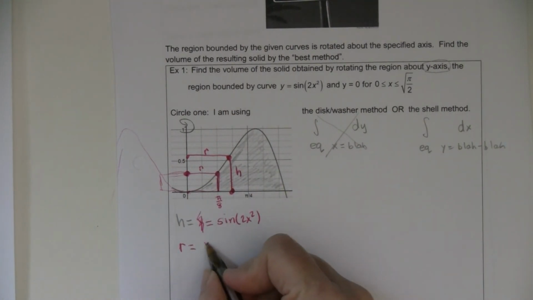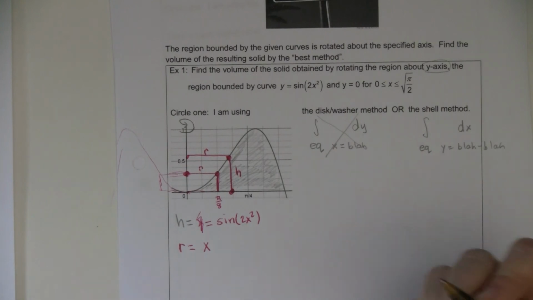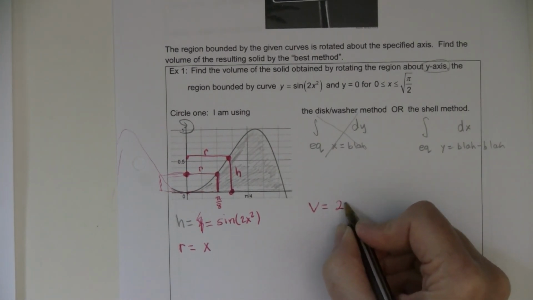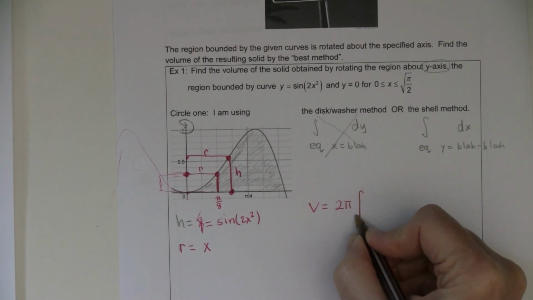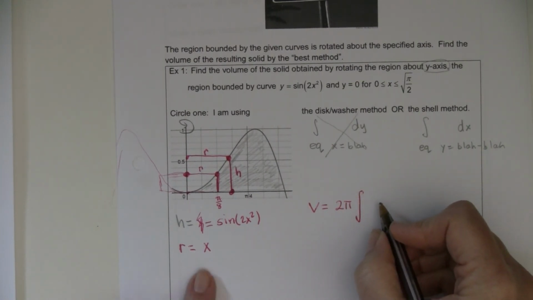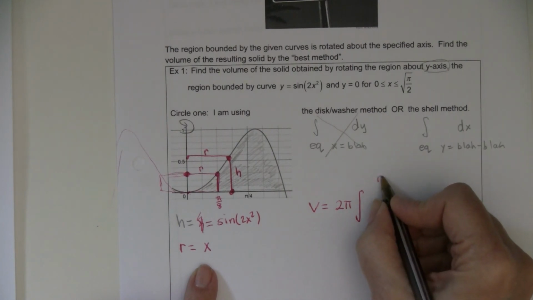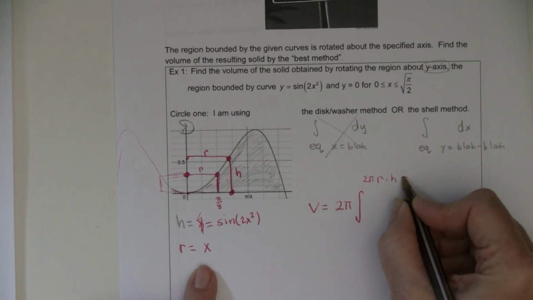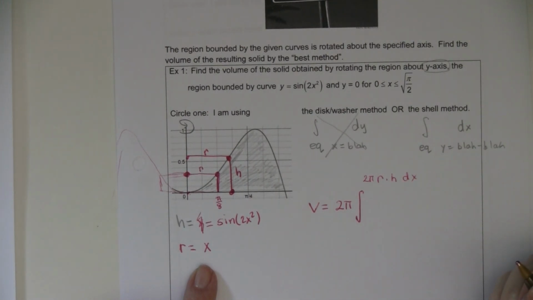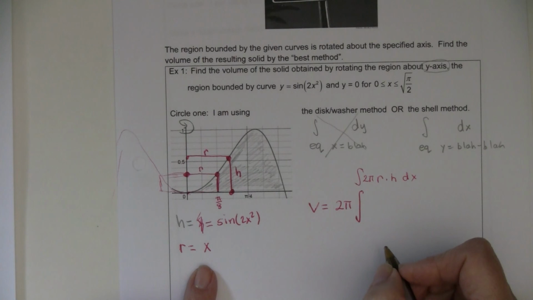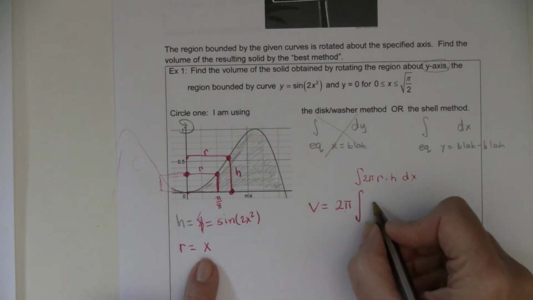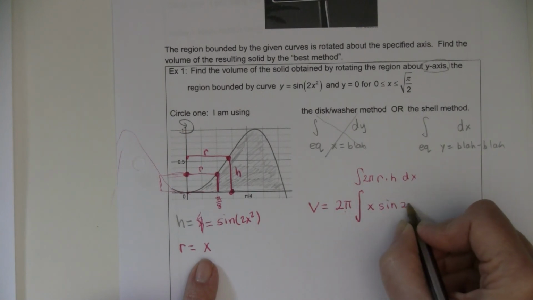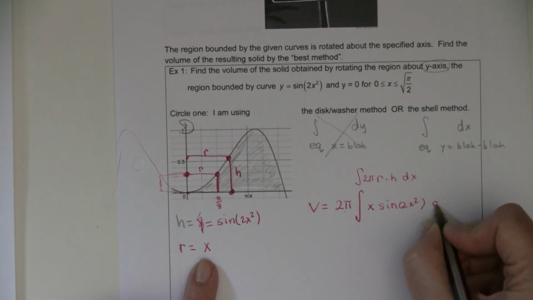So this is x, and I wanted it in terms of x, so I'm like, hot diggity dog. So my volume is going to equal, on a shell, 2 pi times the integral of, remember, it's the radius times the height, right? I already got the 2. It's 2 pi, the radius times the height, dx, right? That's the formula there for my volume. And I already got the 2 pi in the front. The r is x, and the height is sine of 2x squared dx.